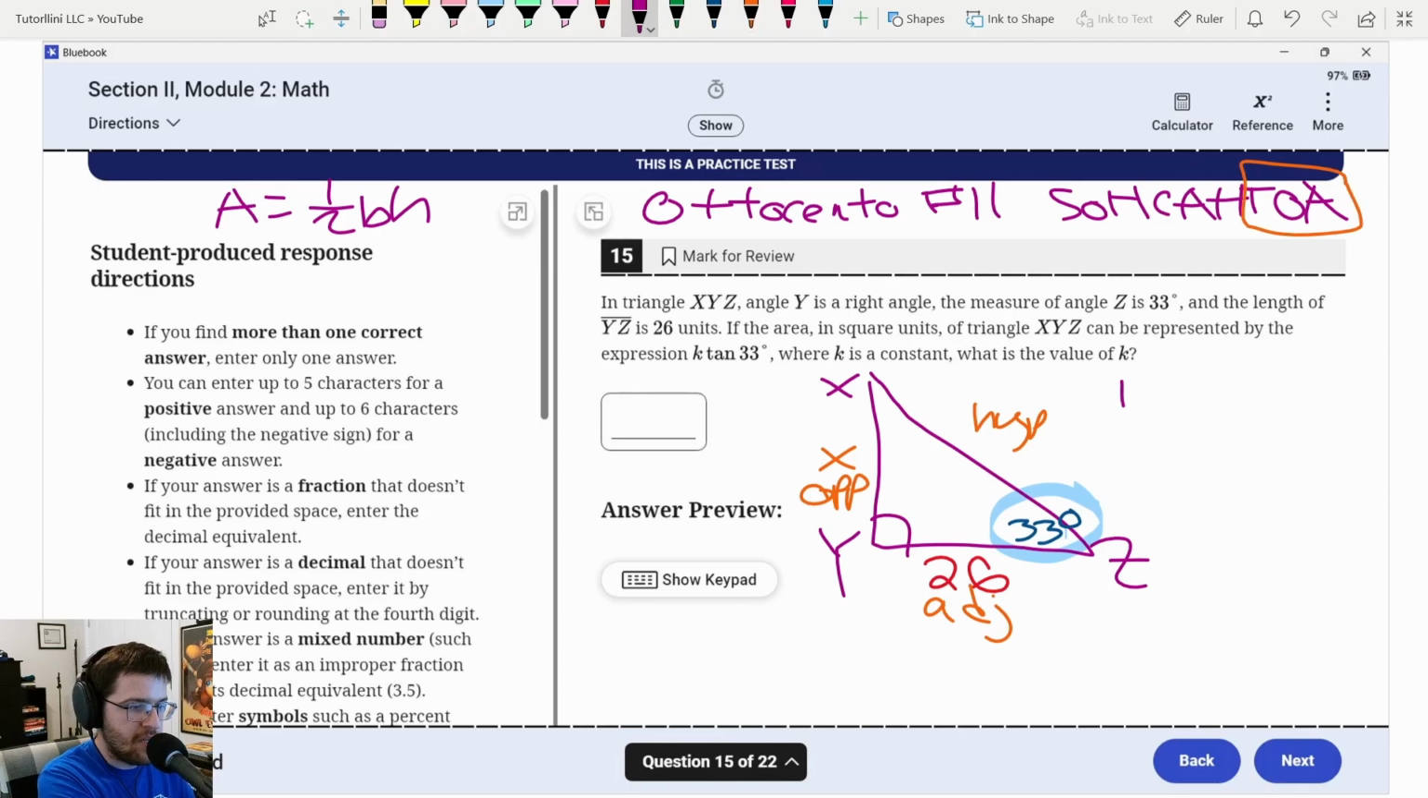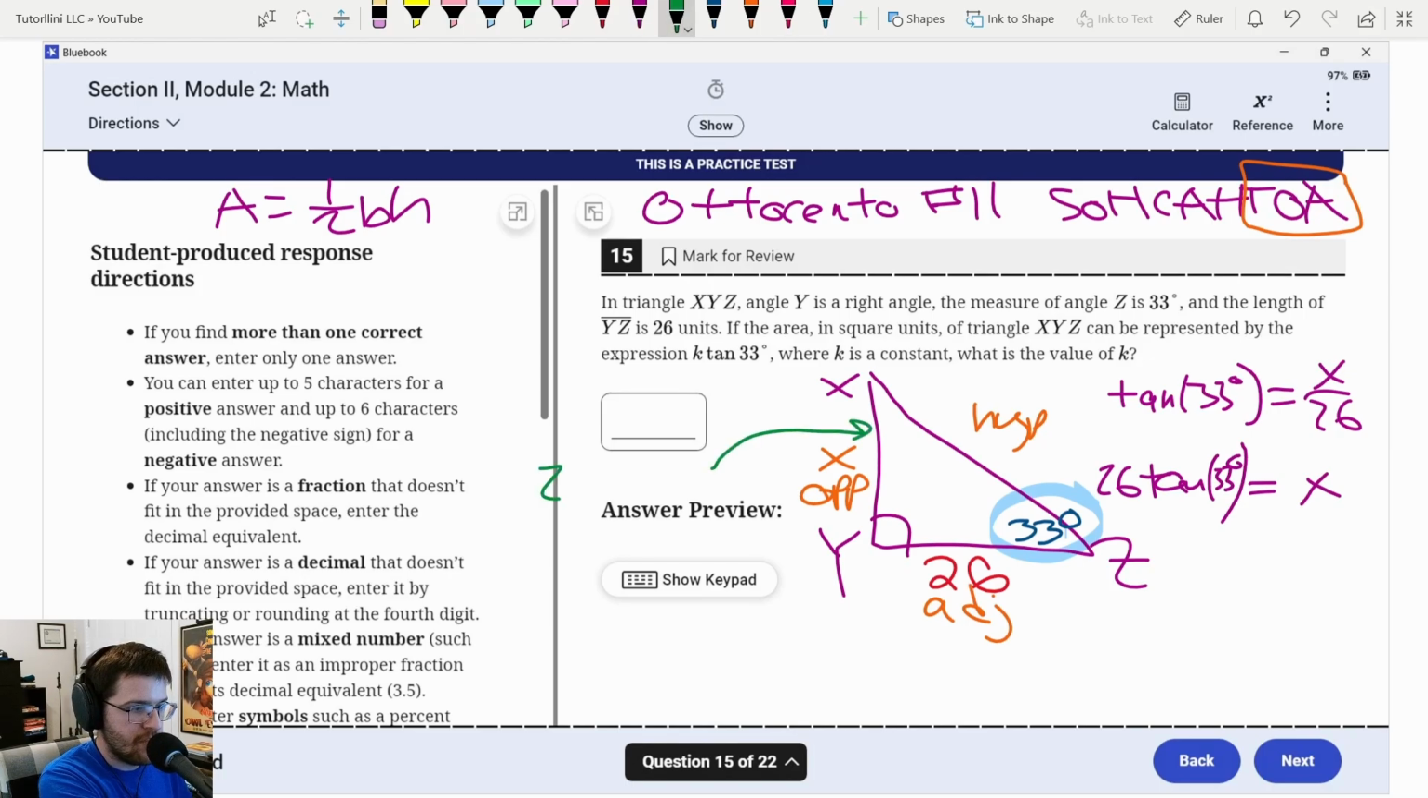So I'm going to write tangent of 33 degrees equals x over 26. Now I'm going to multiply both sides by 26, and I get x equals 26 tan of 33. And that is our missing side. So I'm going to label that here. 26 tan 33. And now we're ready to find the area.